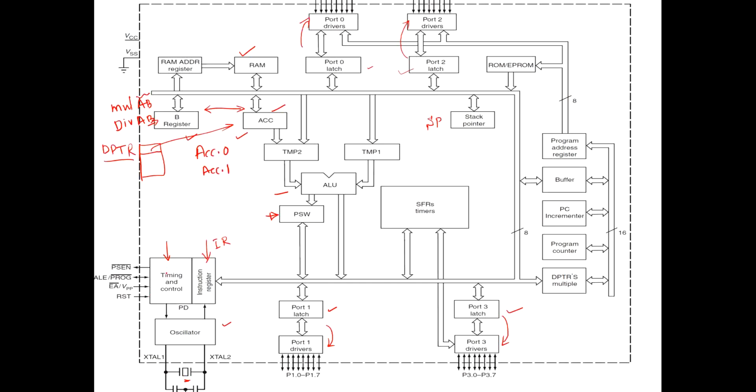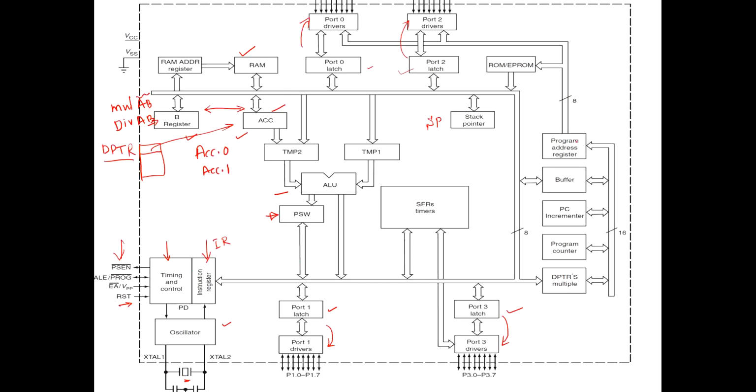So when we learned about PSEN, ALE, EA and reset, when you press the reset, all the content of your processor becomes 0. EA bar, external access, is 0. For the internal to be accessed, it will be 1. So likewise we learnt in the pin details.